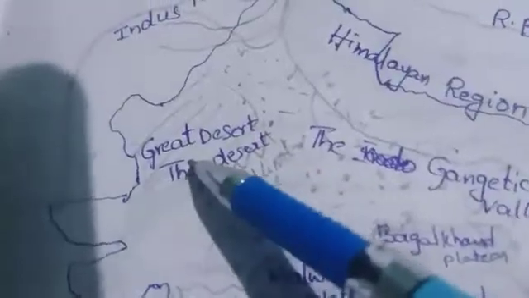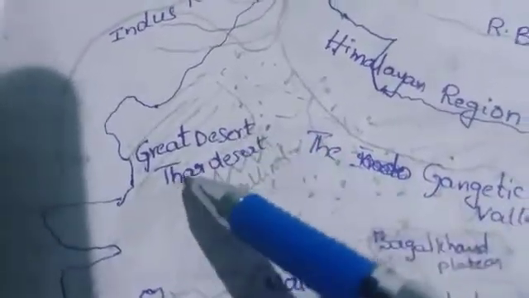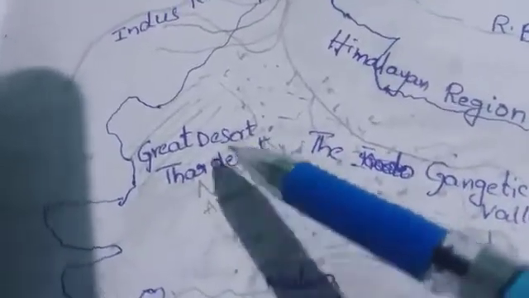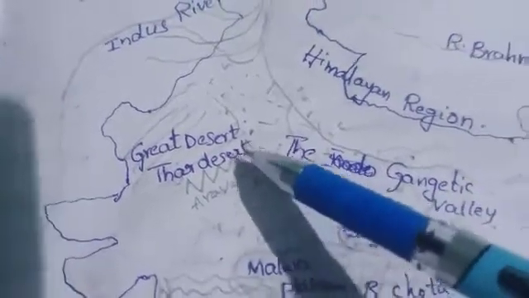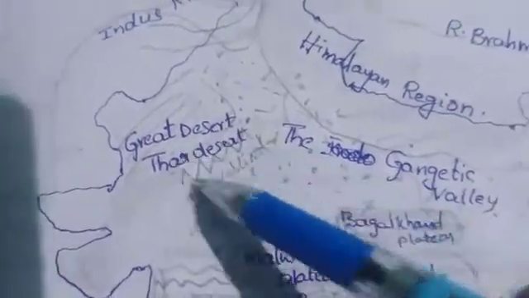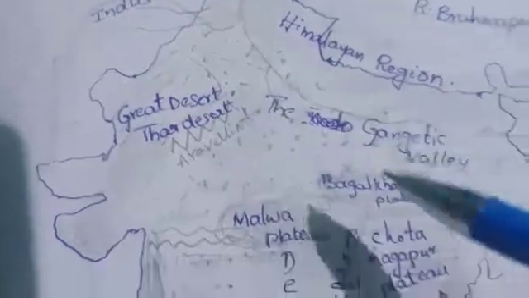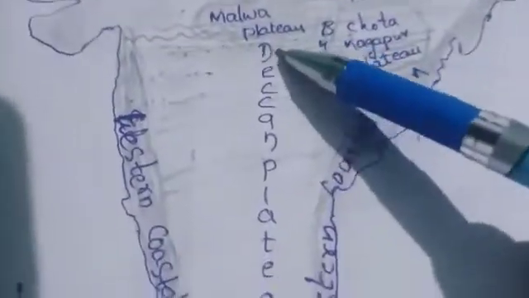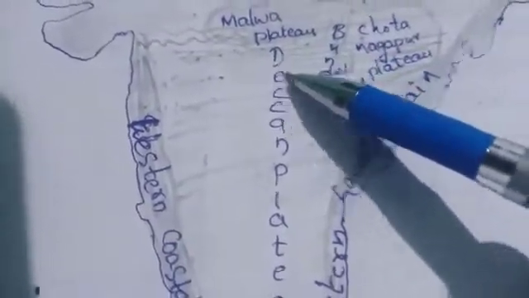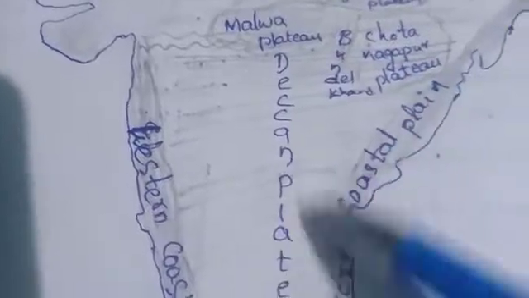Next, third one, Great Desert. We also call it the Thar Desert. So the Thar Desert is the biggest desert in our India. It is located in the west part of the Aravalli Mountains. Next one, Peninsular Plateau. So what is the name of the Peninsular Plateau in India? It is also called the Deccan Plateau.